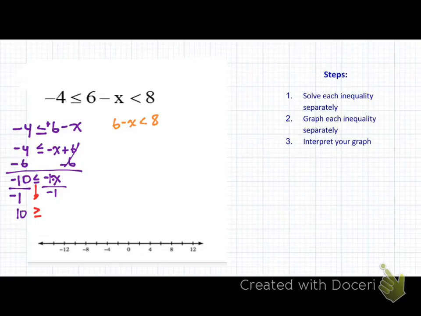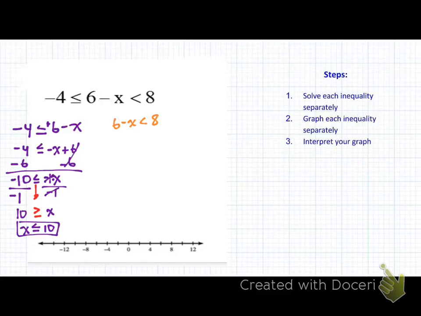10, right? And then the negative ones cancel out, just leaving x on this side, okay? What should I do now? Flip it. Flip what? The x and the 10. Good, x and the 10, and then what else do I have to flip again? The sign, right? The inequality. So it should be x is less than or equal to 10.